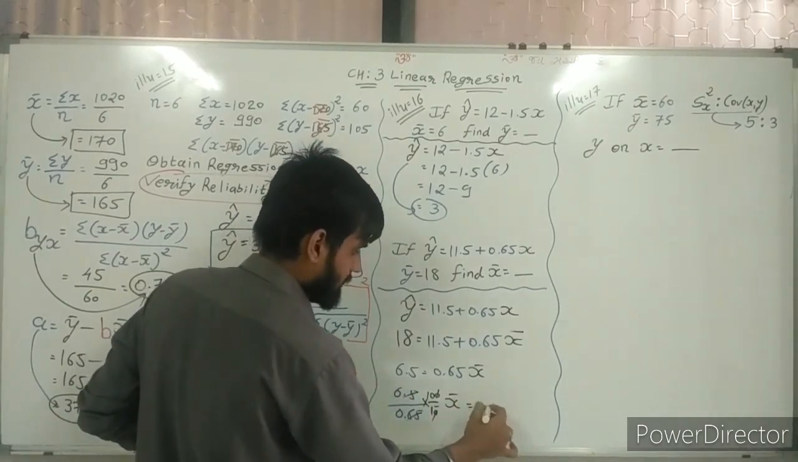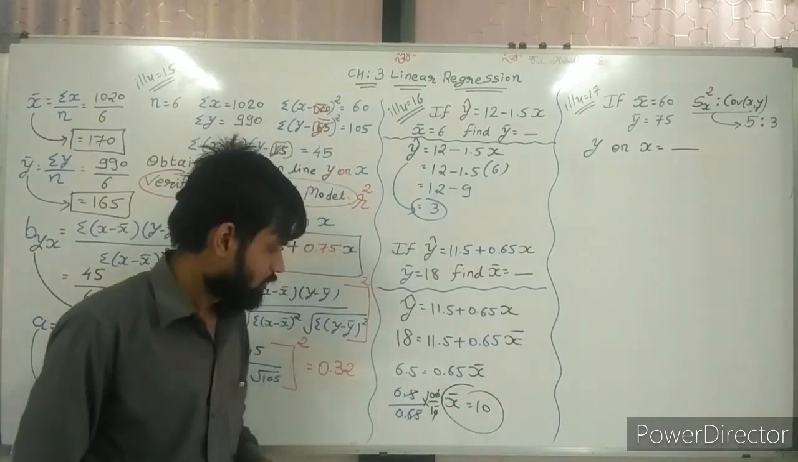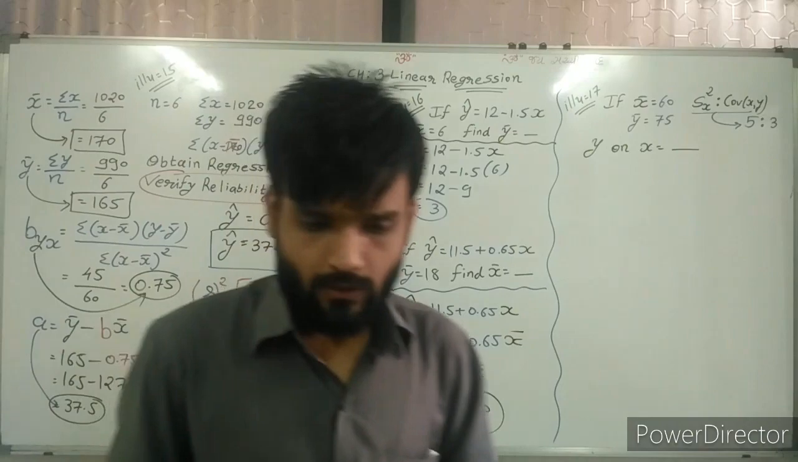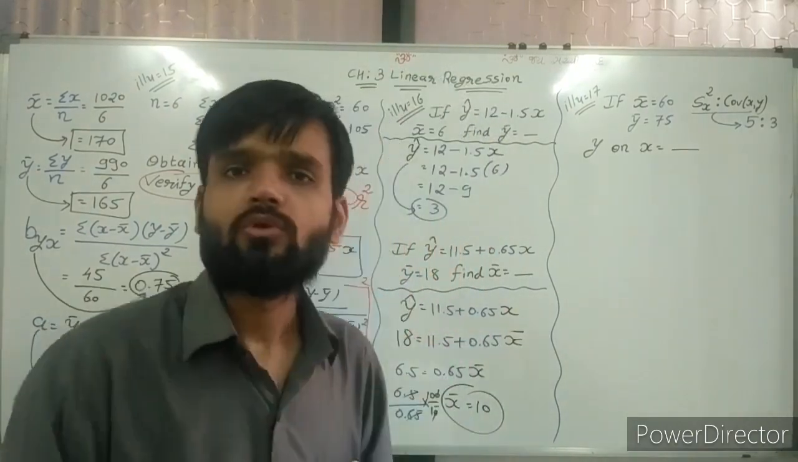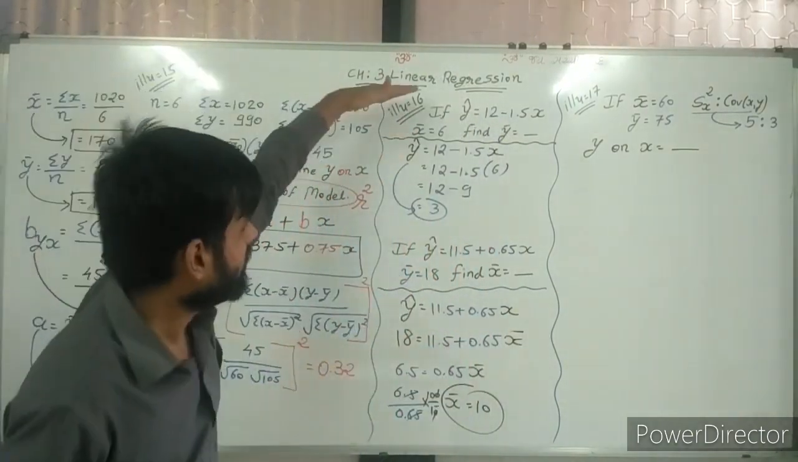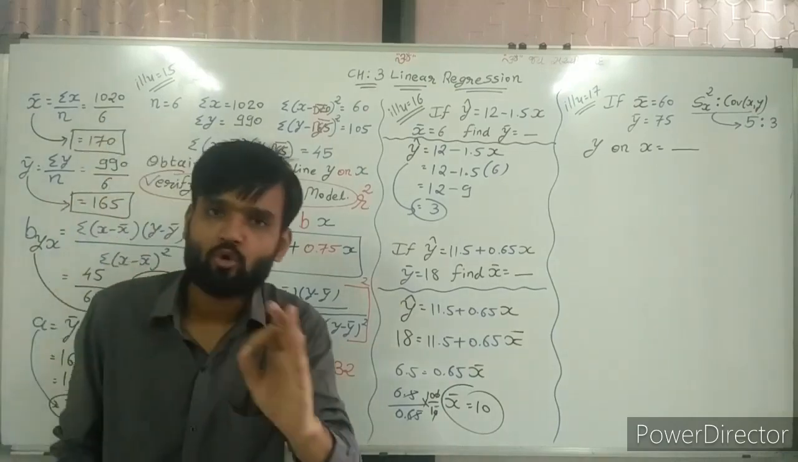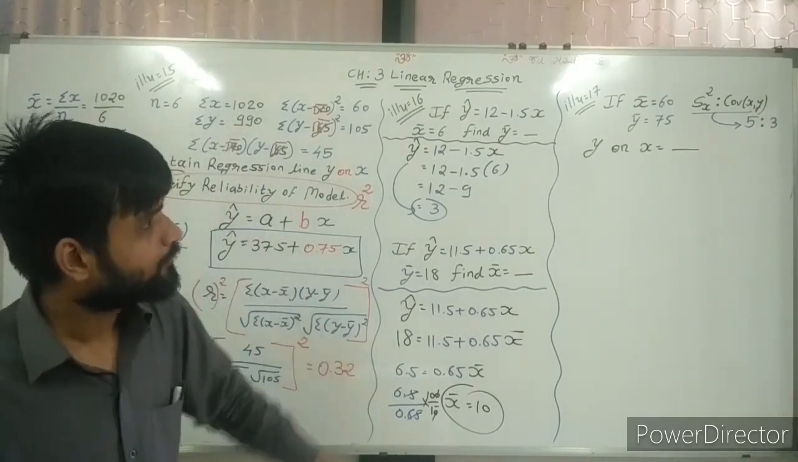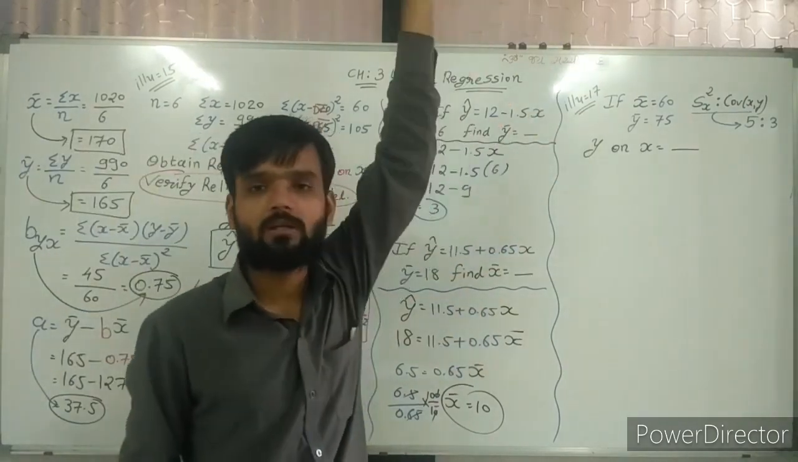You will get answer 10. So if you are dividing these two, your answer will be 10. So x bar is equal to 10. So in this way, illustration 16 is also completed. Now we are going to illustration number 17.